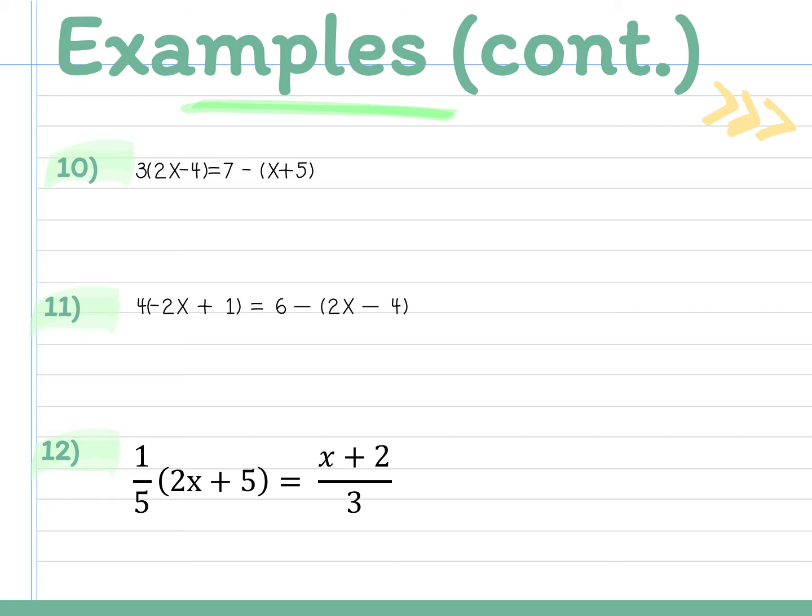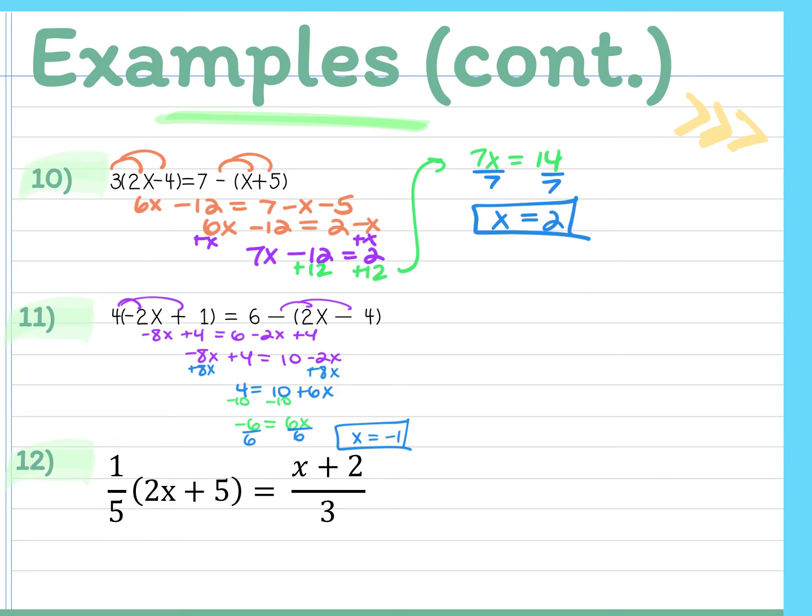All right, you do 10 and 11. All right, so for 10, we're going to distribute the 3 in. I get 6x minus 12 equals 7, and then the negative goes to both of these. So it's a really common mistake. Be careful. Negative x and then negative 5. Combine the like terms on the right-hand side. I'd get 6x minus 12 equals 2 minus x.